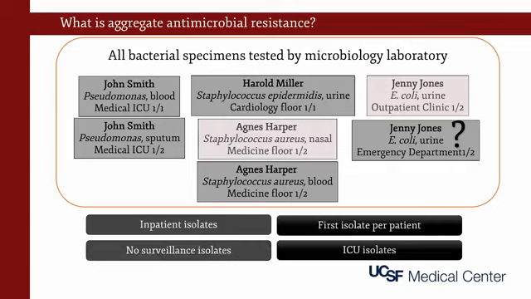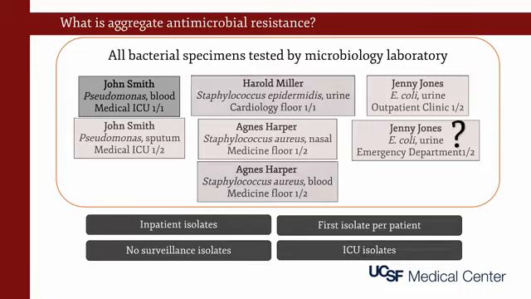The exclusion of isolates taken for surveillance purposes only, for example, nasal swabs for MRSA colonization. The use of only the first isolate per patient per time period for inclusion in the antibiogram, and we'll talk more about this later. And finally, the use of very specific location data like ICU-only isolates.